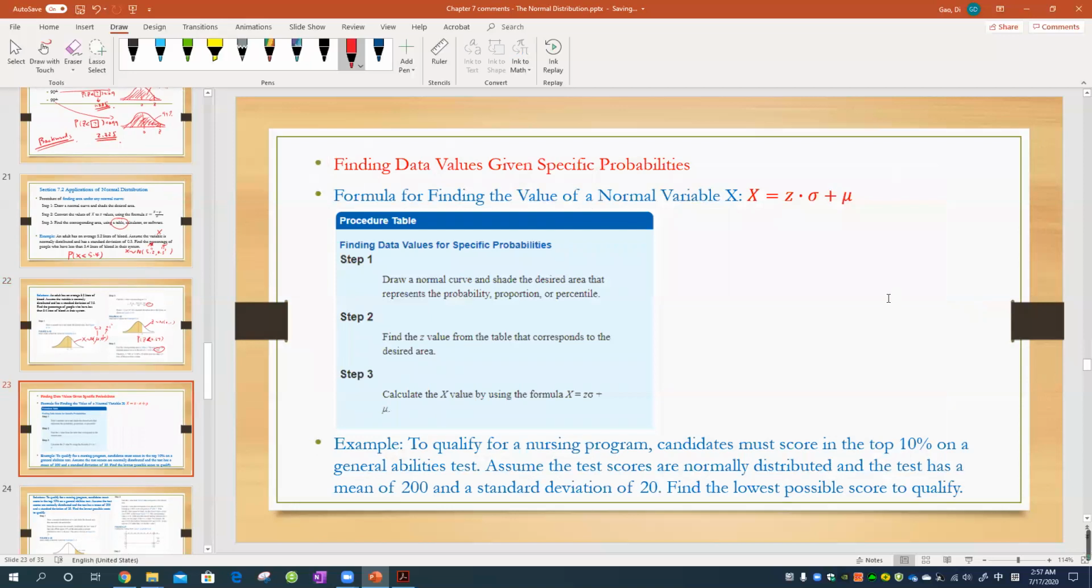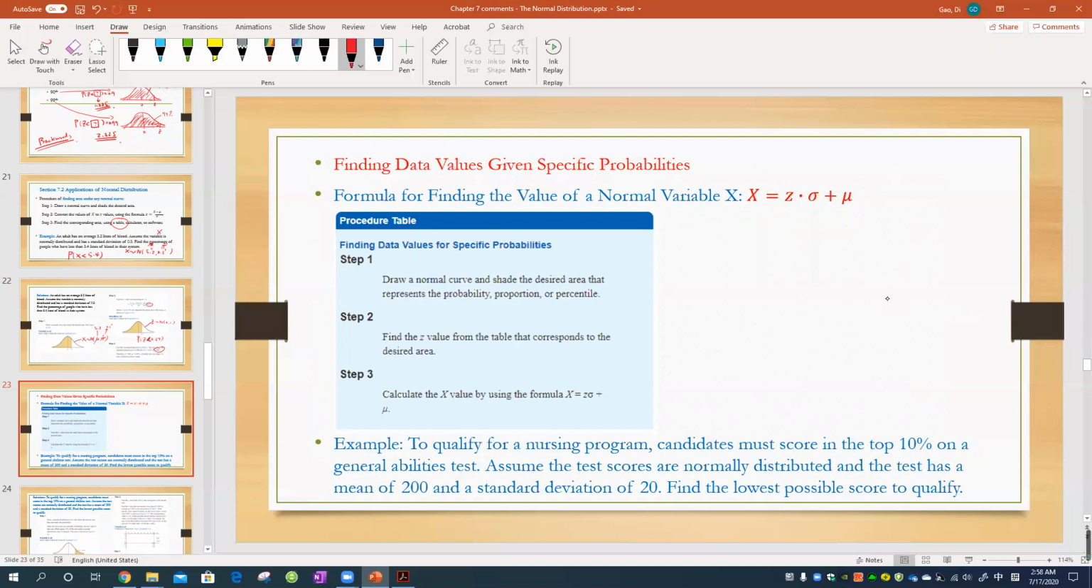Okay, now we're going to look at how to do a question using the table backwards, finding the data value given specific probabilities. In the standard normal distribution, we already know how to find the percentiles. Now let's look at the application problem, which takes just one more step. We draw the curve again, find the z value for step 2, and then step 3, calculate the x value by using the formula x equals z sigma plus mu.